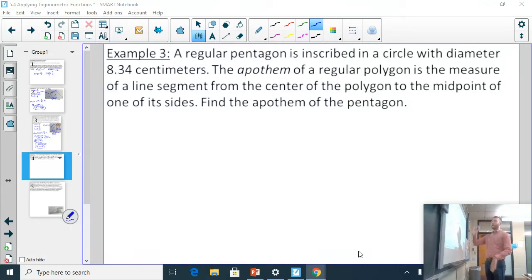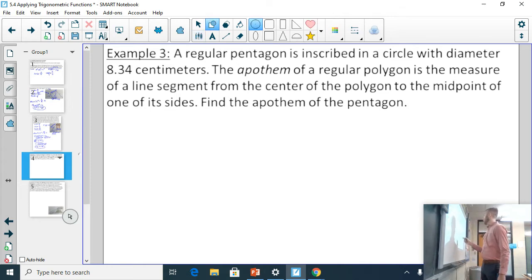So example 3, a regular pentagon is inscribed in a circle with diameter 8.34 centimeters. The apothem of a regular polygon is the measure of a line segment from the center of the polygon to the midpoint of one of its sides. Find the apothem of the pentagon. So this is one of those things where it tells you what something is, and you have to draw it, right? So we know, I'm just going to start drawing.